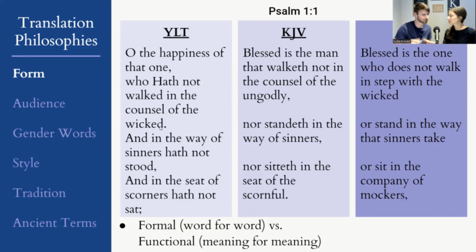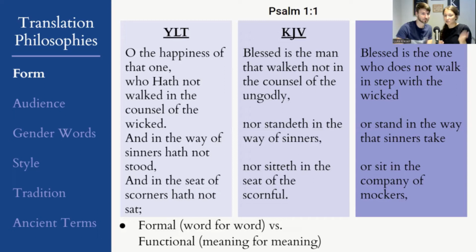We're going to use this example to highlight the different philosophies here. So the first one to point out is word for word versus thought for thought. Young's Literal Translation is very word for word. When you say word for word, you mean the translators went to the Hebrew and said, okay, this word in English means happiness, and so they put happiness in the exact place it was in the Hebrew. And they didn't change anything else, as much as possible.